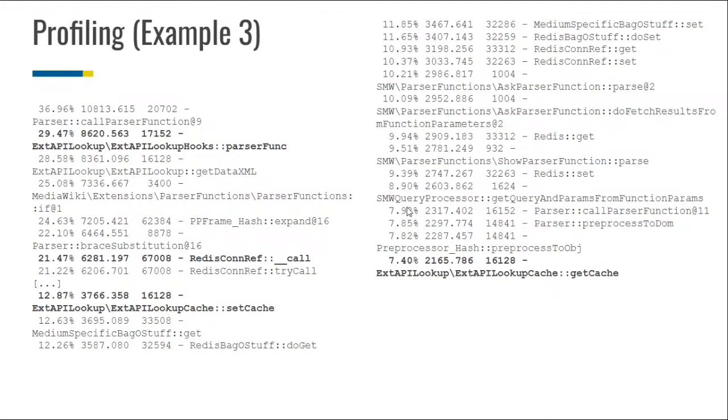Normally you set the cache when you generate a new thing. You don't set the cache when you're getting the thing. So it turned out there were some small logic errors in how the extension was managing cache.